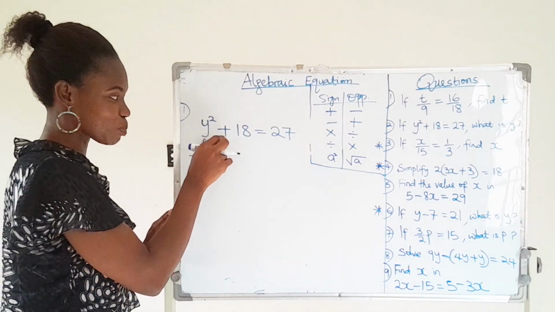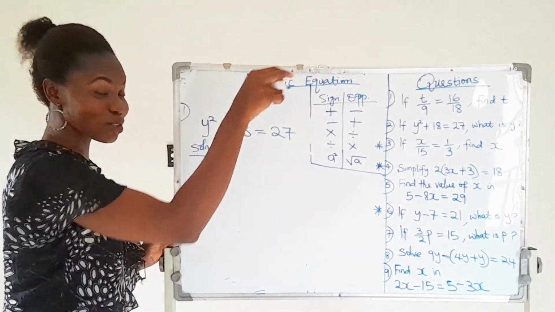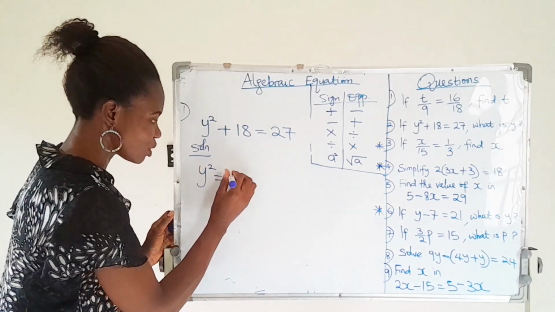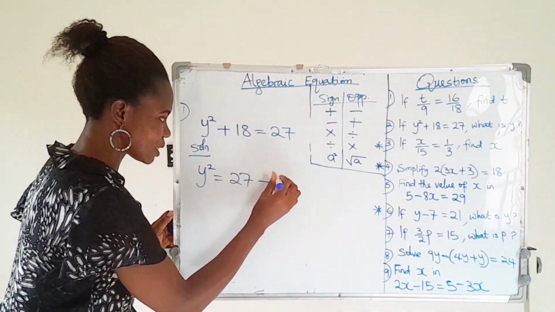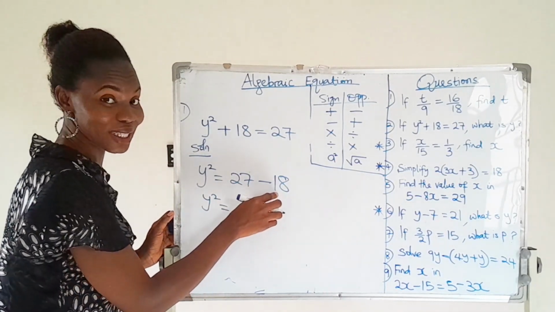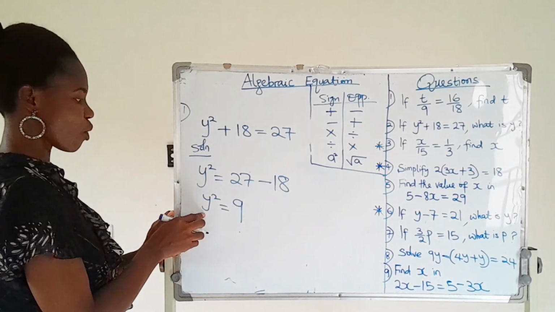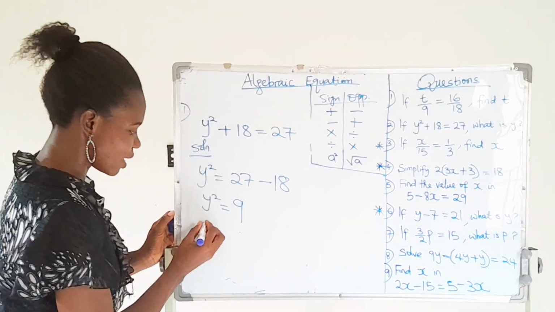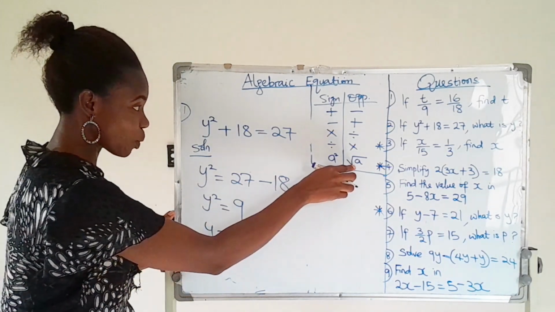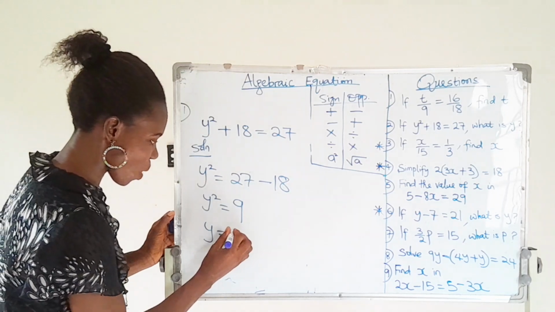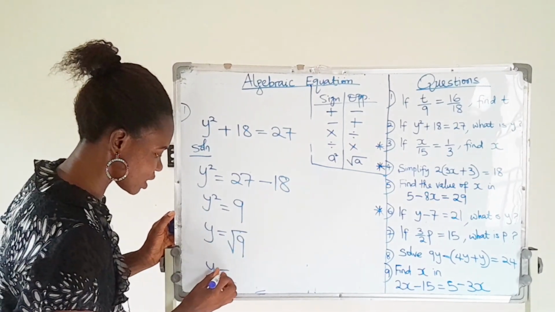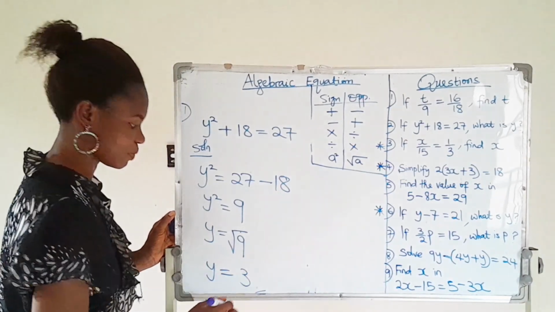So the relationship is plus. So once this 18 moves to that side, we take the opposite of plus, which is minus. So we're going to have y squared is equal to 27 minus 18, which gives us 9. Now we have y squared. For y alone, if this square moves to this side, it will take the opposite, and the opposite is square root. So y alone will now be square root of 9, and square root of 9 is equal to 3.